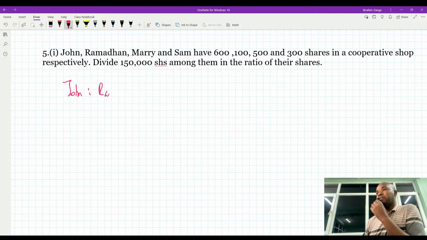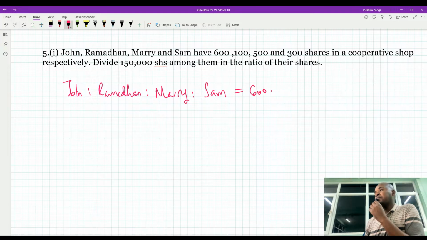ratio Ramadan, ratio Mary, ratio Sam will be actually equal to 600, ratio 100, ratio 500, ratio 300. You can simplify by removing zeros, or you can just proceed the way it is.